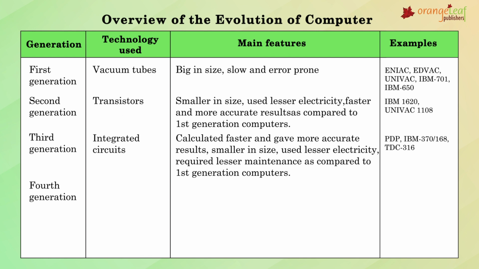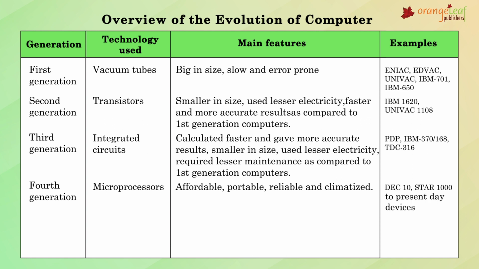Fourth generation computers use the technology of microprocessors, and the main features were affordable, portable, reliable, and climatized. And the examples are DEC 10, Star 1000 to present day devices.